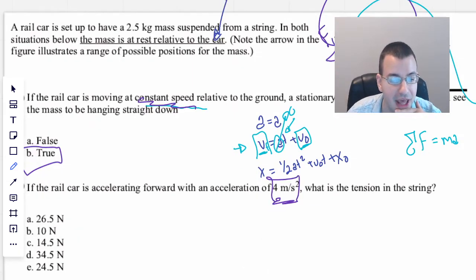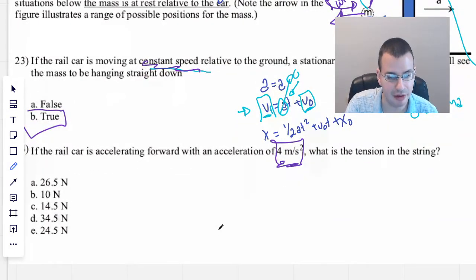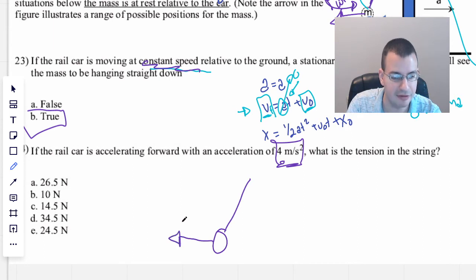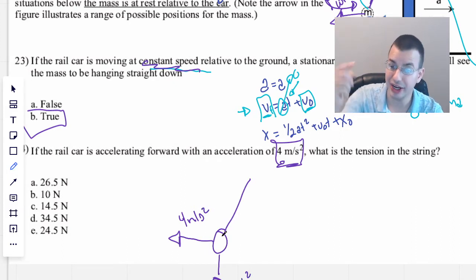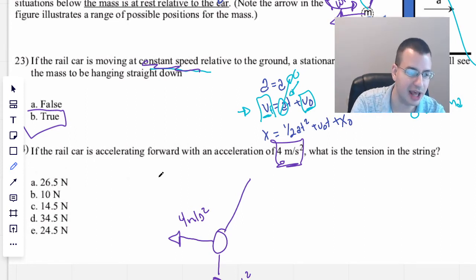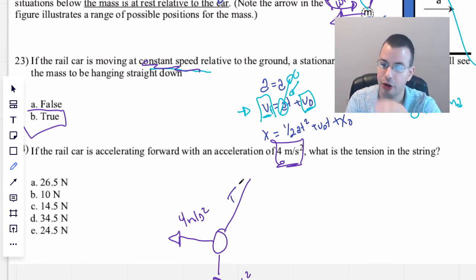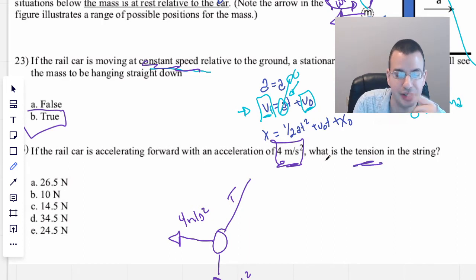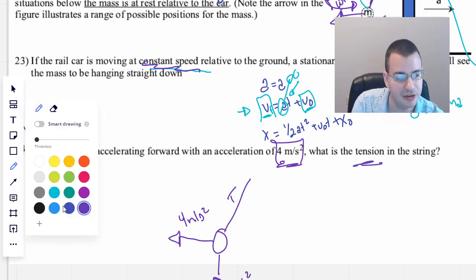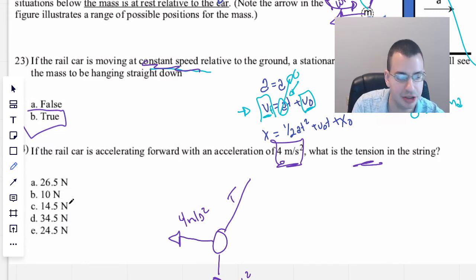Okay. So now we're going to look at it. We have the car moving forward, so we're going to have string going this way. We're going to have 4 meters per second squared going this way, and we're going to have 9.8 meters per second squared going down. That's due to gravity. And then we're going to have some sort of tension here at some sort of angle pulling it up. So we're trying to find out the magnitude of the tension. We're not concerned about the direction, just the magnitude.